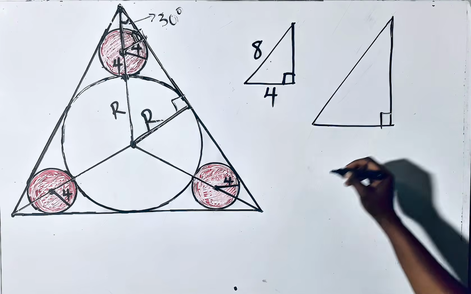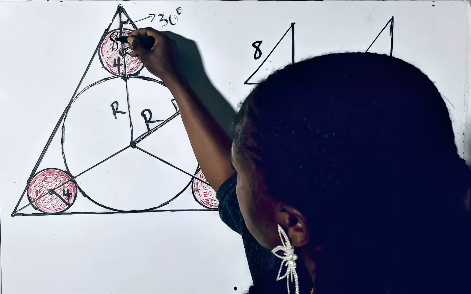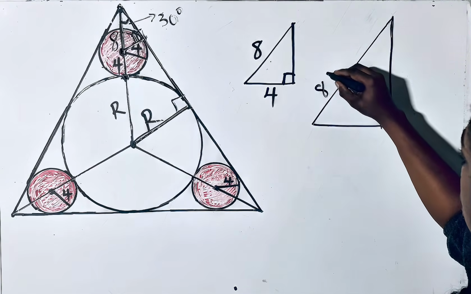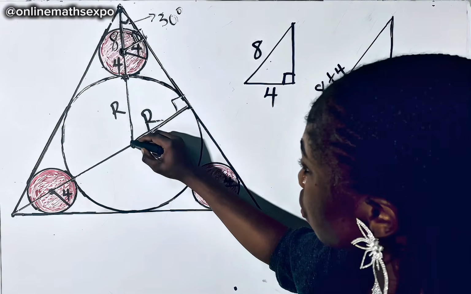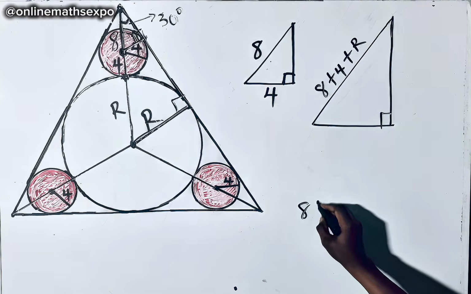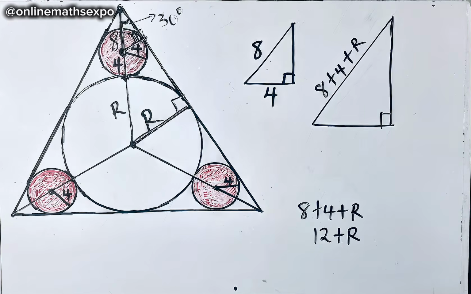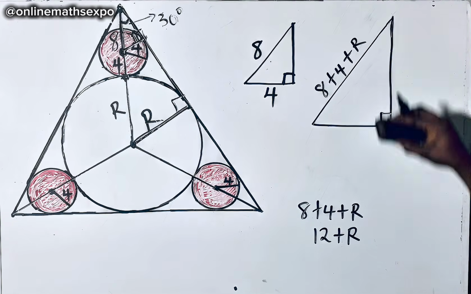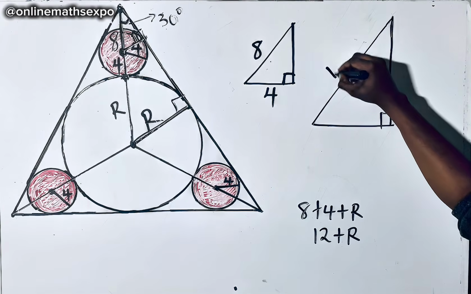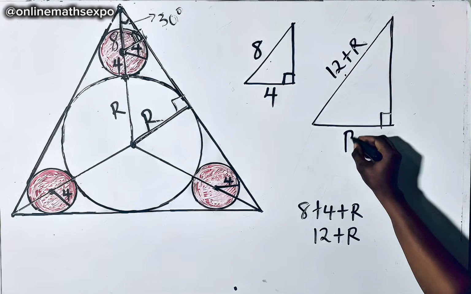It also has a right angle here. From here to here measures 8. So you have from here to here is 8. From here to here is 4. So we have 8 plus 4. Then from here to here is R. And if you add this, 8 plus 4 plus R gives us 12 plus R. So in that case, it means that this length is given as 12 plus R. And from here to here also measures R.